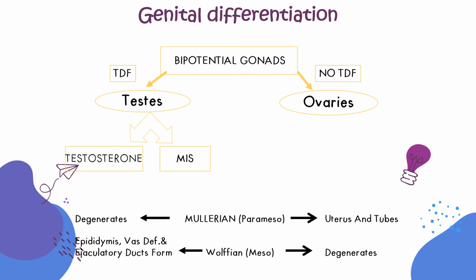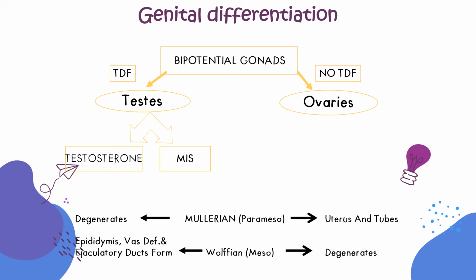So if there is testosterone secretion by the Leydig cells of the fetus by about the 7th week of intrauterine life, that stimulates the differentiation of the Wolffian duct into the epididymis, vas deferens, and seminal vesicles. If there is no testosterone, the Wolffian duct degenerates and the female sex organs develop from the Mullerian duct.